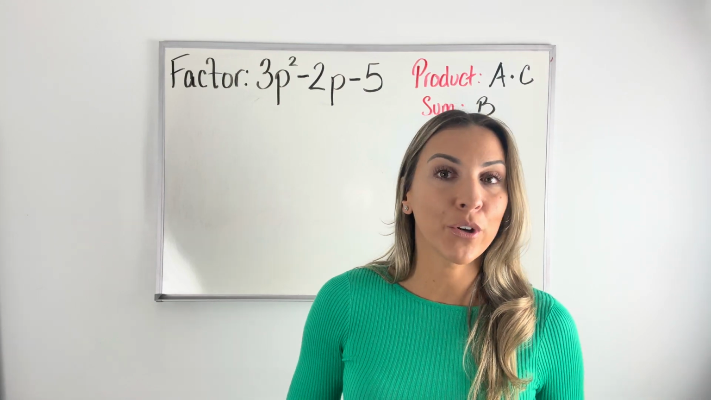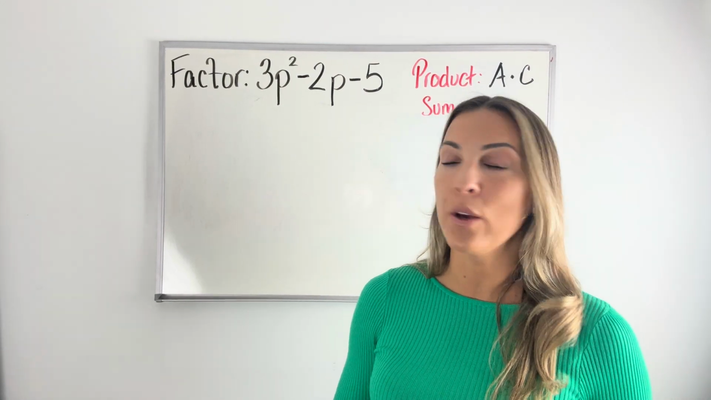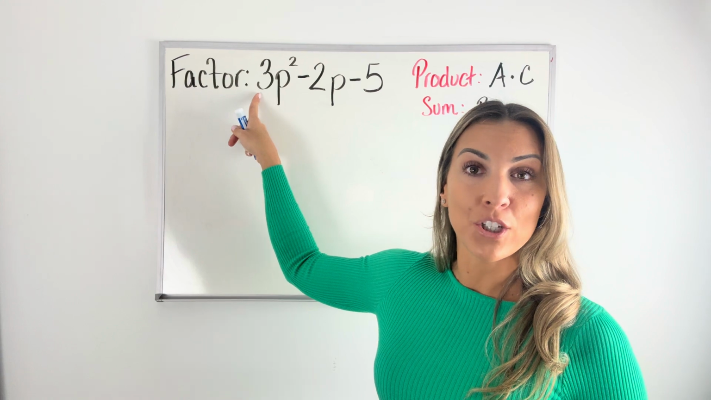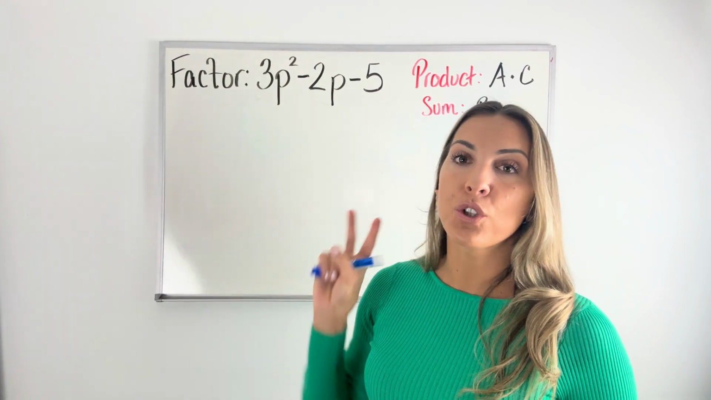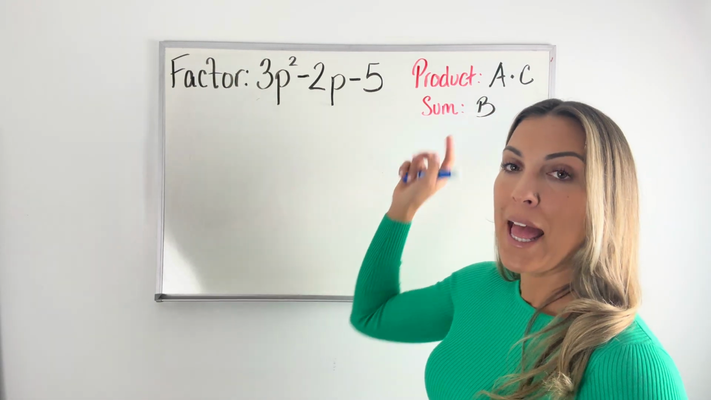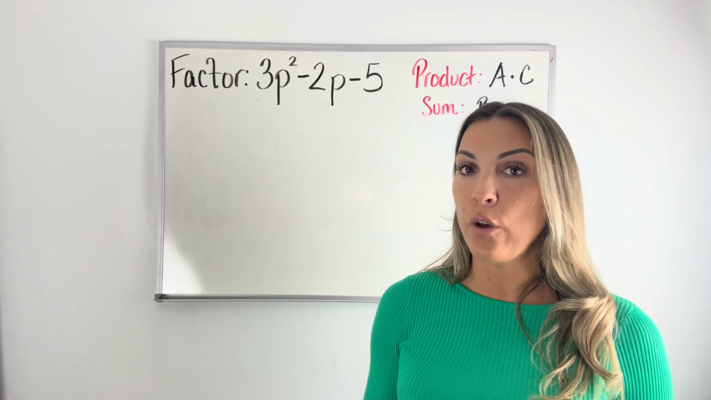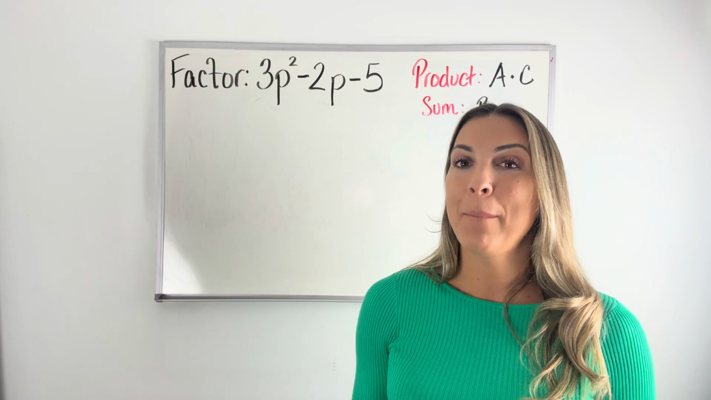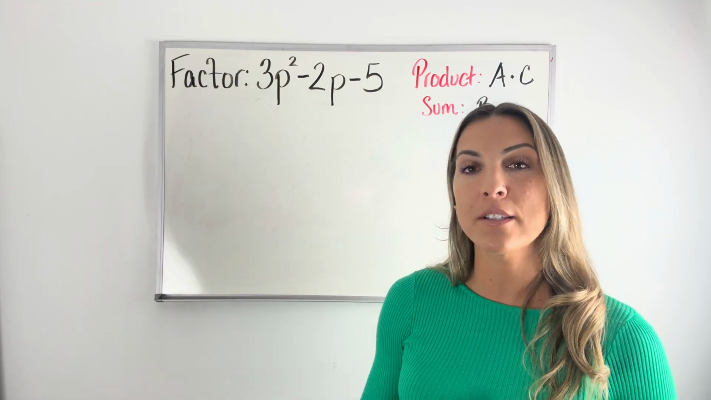In this video, you're going to learn how to factor quadratic trinomials where a, the leading coefficient, is not 1. Two methods are going to be used in order to factor expressions that look like this: product and sum, as well as grouping. If you don't feel comfortable with either of those two methods, please go watch a video on how to do those first and then come back here.